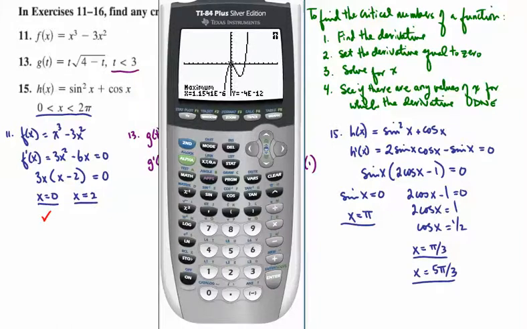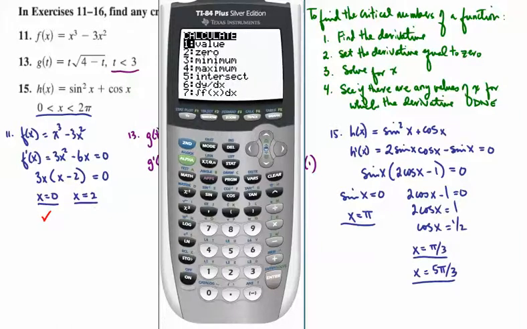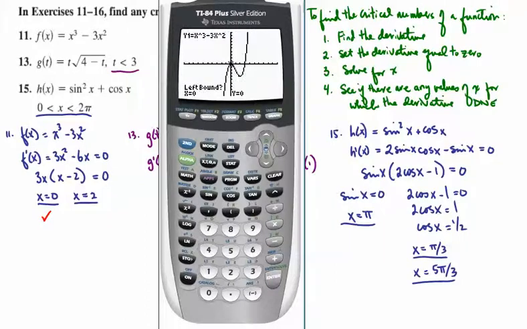and then we'll do something similar for the one on the right. That's a minimum, so we move our cursor just to the left, then just to the right, hit enter for guess, and we get at x equals 2 we have the minimum y equals -4, and so that one checks out as well.